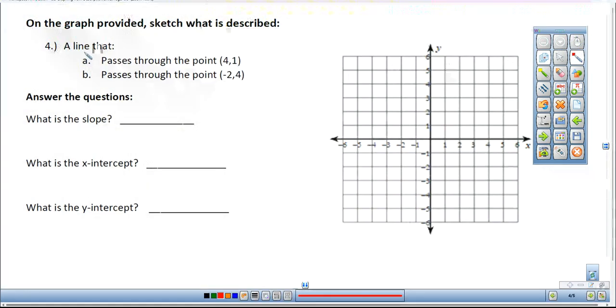This one only tells us that the line passes through 2 points. Let's find those 2 points, draw the line that passes through them, and we will be able to answer these other questions that were not given to us originally. 4, 1. -2, 4.